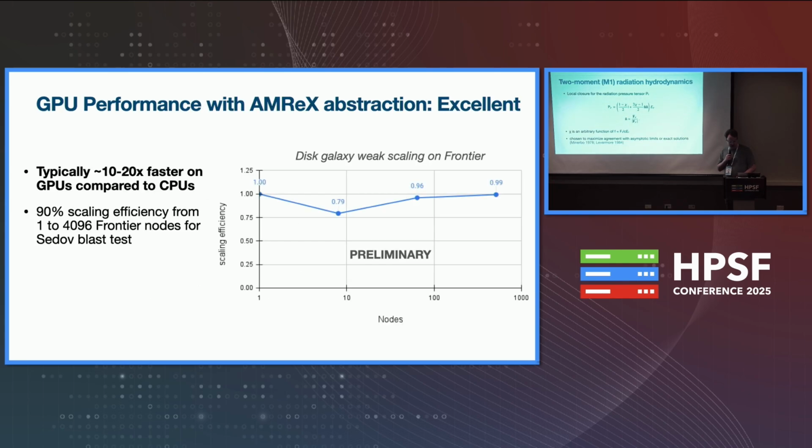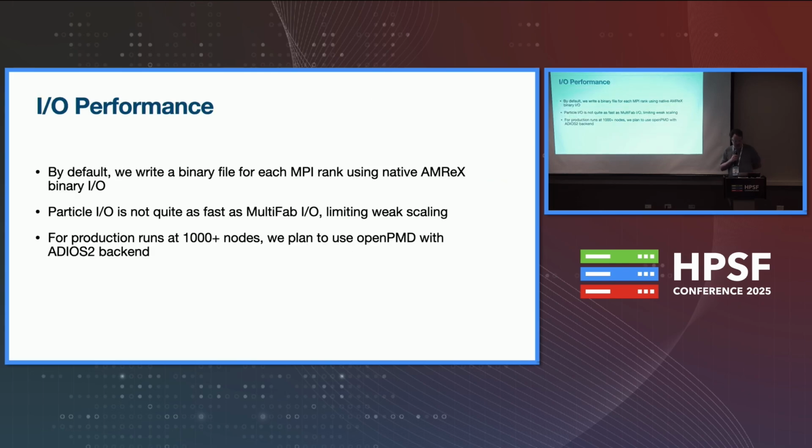I'll skip over that. We get great GPU performance with AMReX, typically 10 to 20 times faster on GPU compared to CPU, which has been great. And we also get at least 90% scaling efficiency on Frontier when we turn on GPU-aware MPI. Also awesome. Thank you for that. So we get great performance.